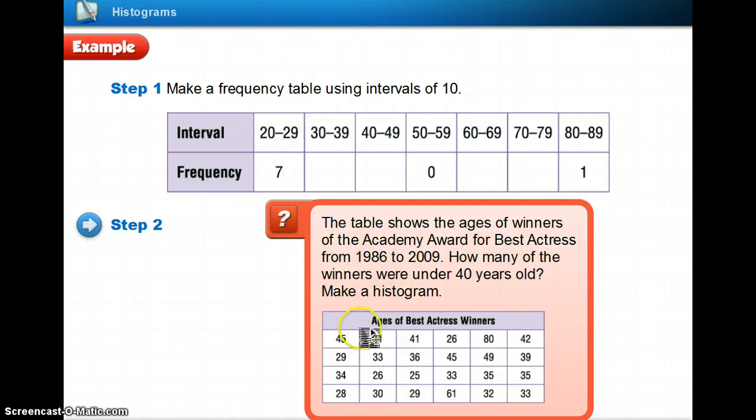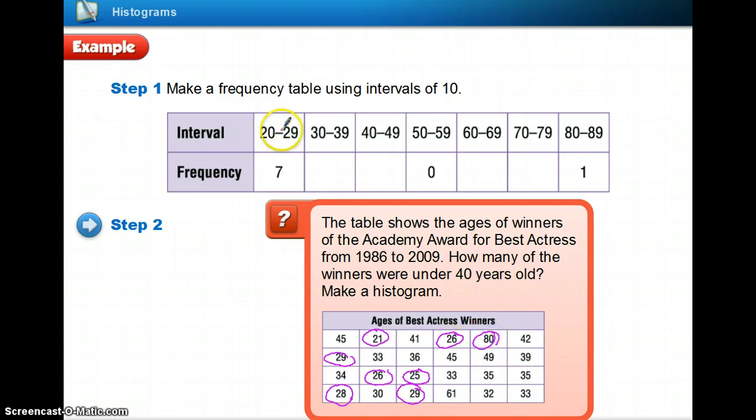So if I look at this, they say there's 7 between 20 and 29. We'll check that. There's 1, 2, 3, 4, 5, 6, 7. So there's 7 that were between ages 20 and 29. They have 0 for 50 to 59. If we look, we can double check that. There are none that are 50 to 59. And then 80 to 89, there's one that's age 80.